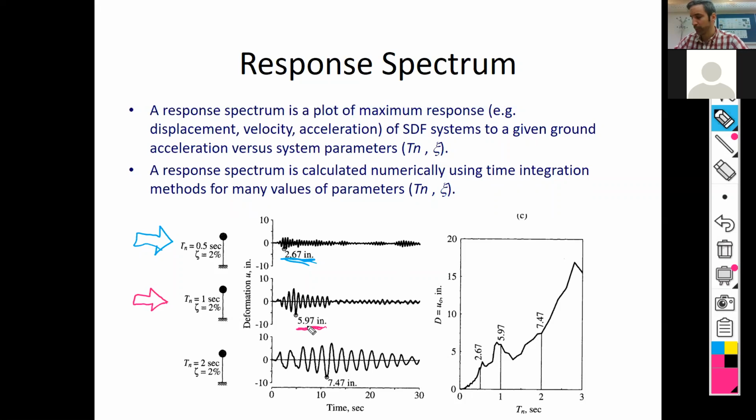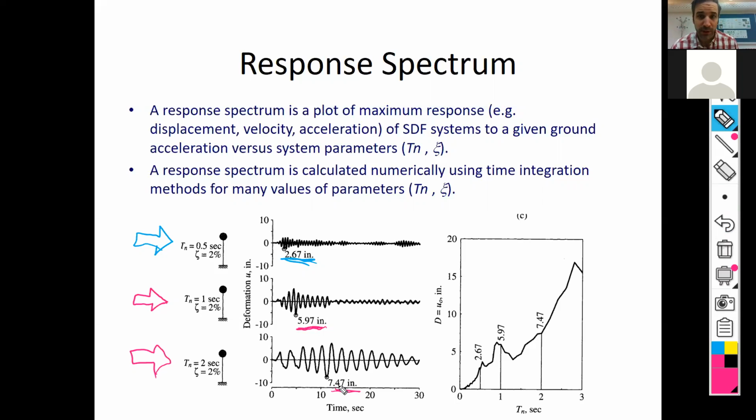But of course there is no reason why we should stop at these two structures, we can then ask what happened to some other structure. Again, with the same damping, but with a different period of vibration, how would this structure respond? And we can observe a different maximum displacement here.